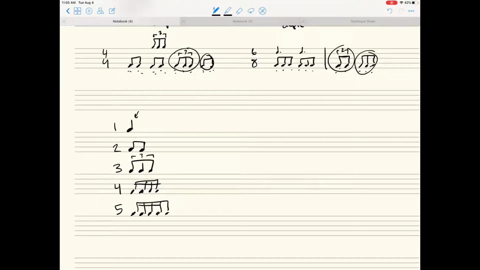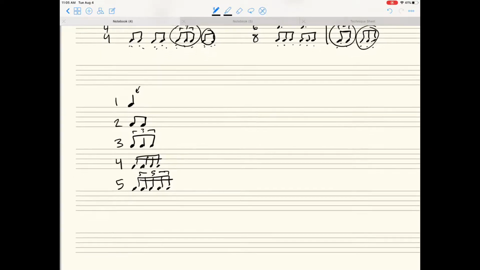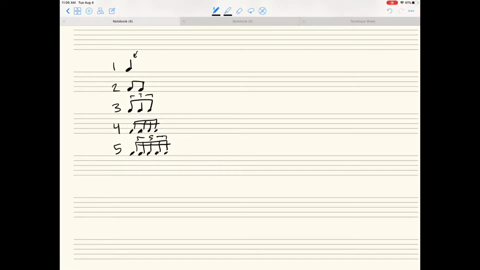I'm going to write that like this. Call that a quintuplet. And you do see these sometimes, even in Chopin. And maybe especially in Chopin. 6. We do the same thing. We write 6 little notes, and we put a 6 over it.